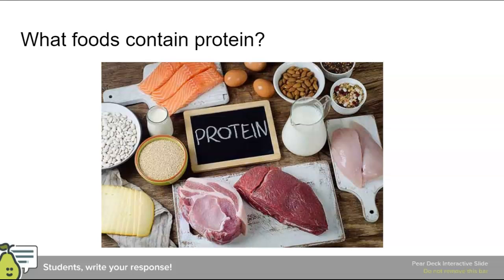So take a look at this picture. I want you to tell me two different foods that you see in this picture. These are all foods that have protein. So go ahead and write down at least two examples of foods that you see in this picture.